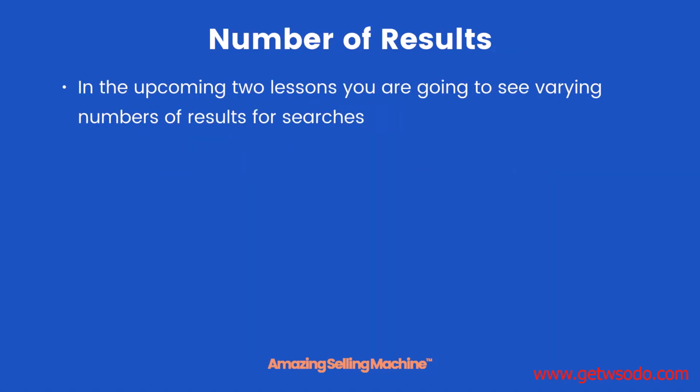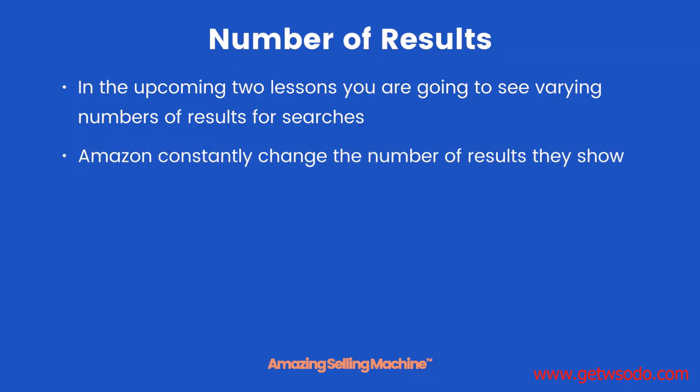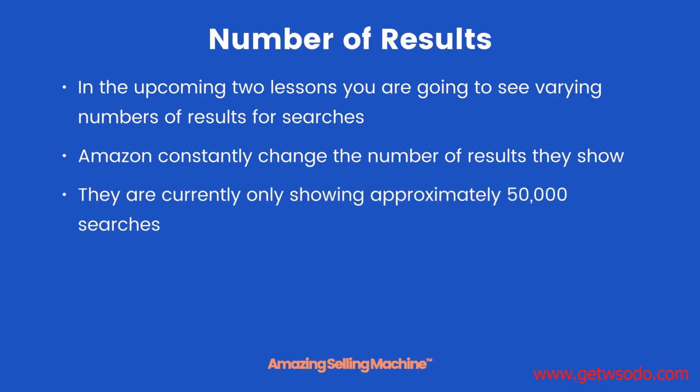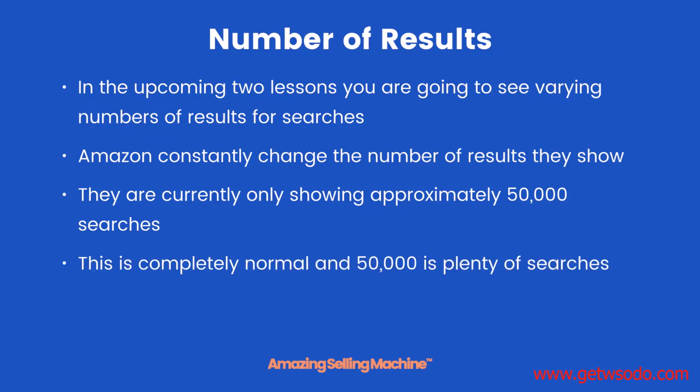Now, in the upcoming 2 lessons, you are going to see varying numbers of results for the searches we perform. And this is because Amazon constantly changes the number of results they show. Now, as of yesterday, they are currently only showing approximately 50,000 searches instead of the normal million plus, but that is absolutely nothing to be worried about. It is just Amazon split testing the number of results that they show. This is completely normal, and 50,000 is plenty of searches.